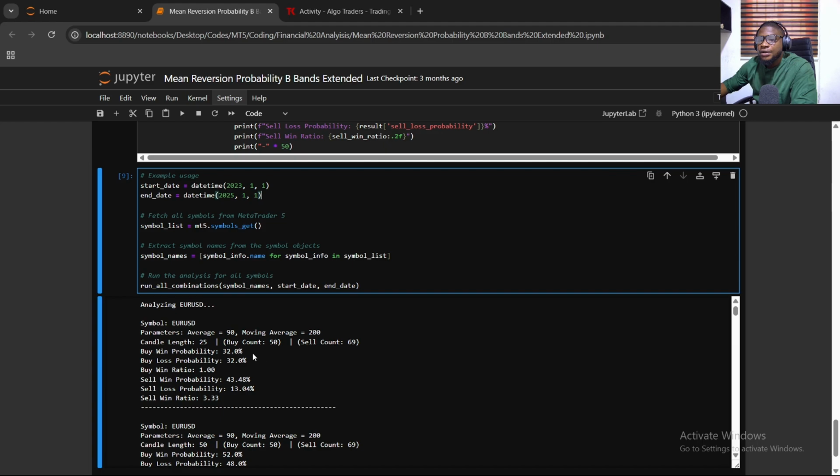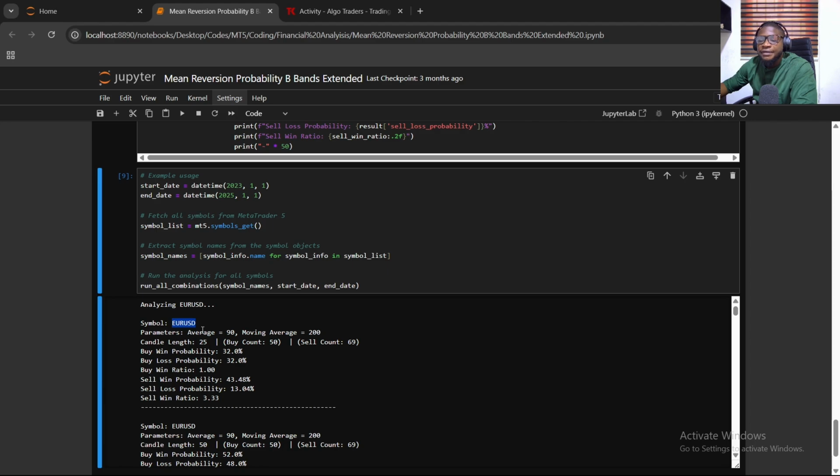All right, you can see on Euro USD here, we have the symbol Euro USD, and we have the parameters. So the research is giving us the parameters. So we have the Bollinger Band average of 90 and the moving average period of 200, right? And it says for a candle length of 25, the buy count is 50, the sell count is 69, right?